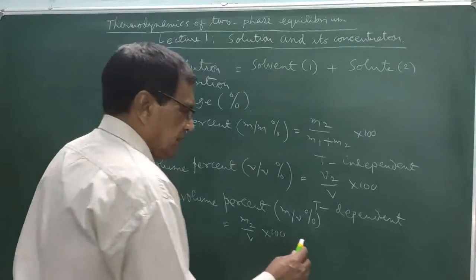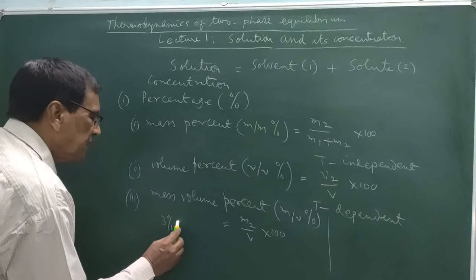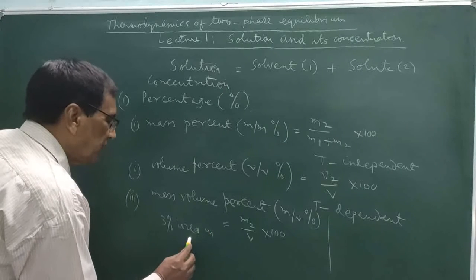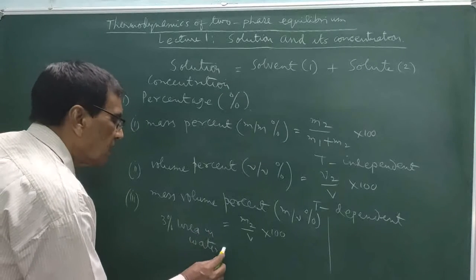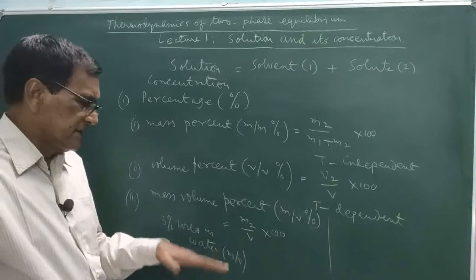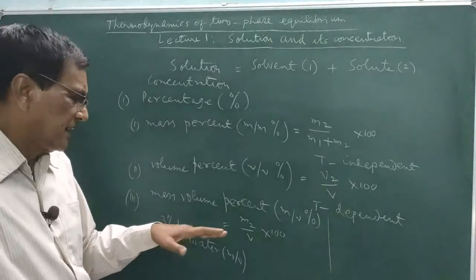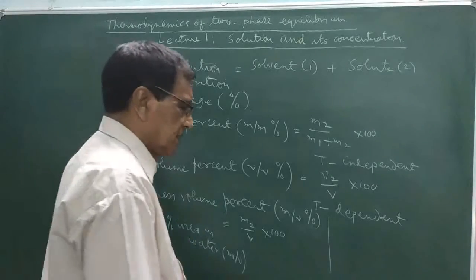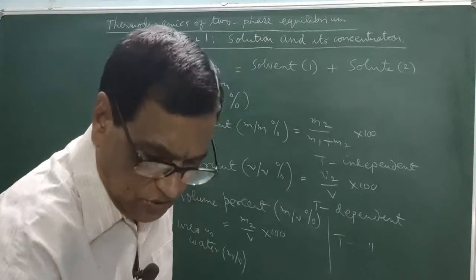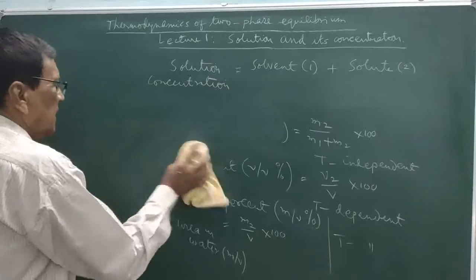Say, if we consider 3% urea in water, mass by volume, then 3 gram of urea is dissolved in 100 cc of the solution. This one is also temperature dependent. But these are normal modes of concentrations.